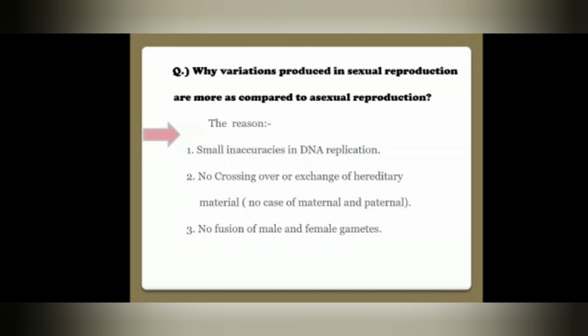In asexual reproduction, no crossing over is there, no maternal and paternal cases are there, no exchange of hereditary material is there, and no fusion of male and female gametes is there. So the chances of variation are very less in asexual reproduction as compared to sexual reproduction.